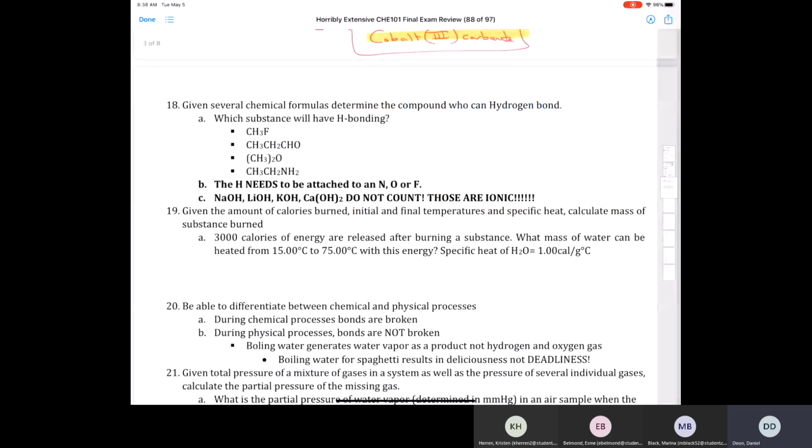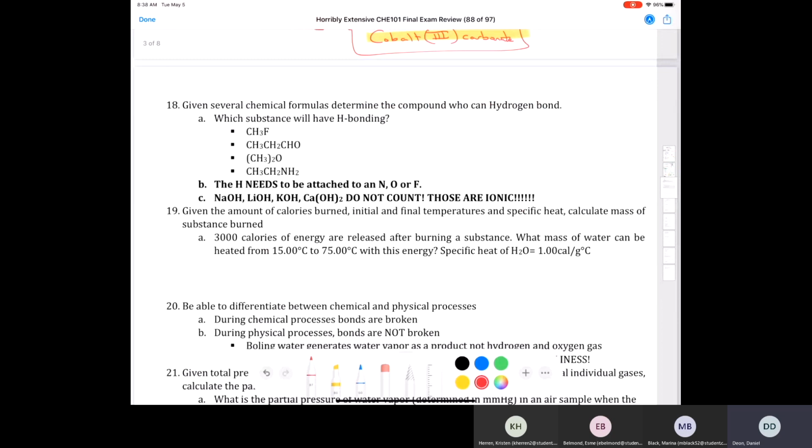Question 18. It's practically over, right? Given several substances, determine the compound that can hydrogen bond. Which substance will have hydrogen bonding? In order to have hydrogen bonding, she has it highlighted here, the hydrogen needs to be attached to an oxygen, a nitrogen, or a fluorine.